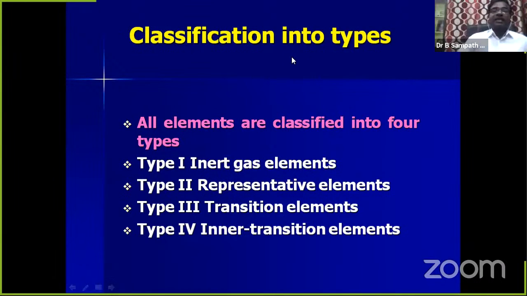Our next subtopic is classification into types. Here all elements are classified into 4 types. The first one is inert gas elements, the second one is representative elements, the third is transition elements, and type 4 is inner transition elements. So like that, the elements are classified into 4 types.